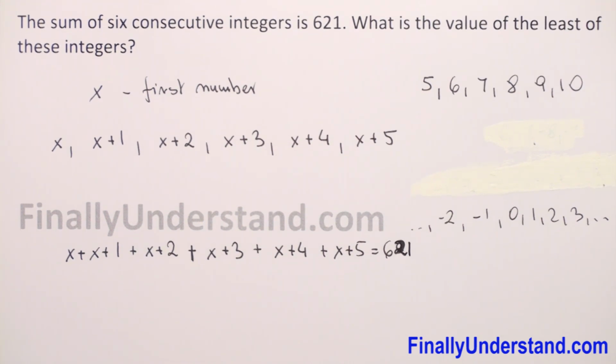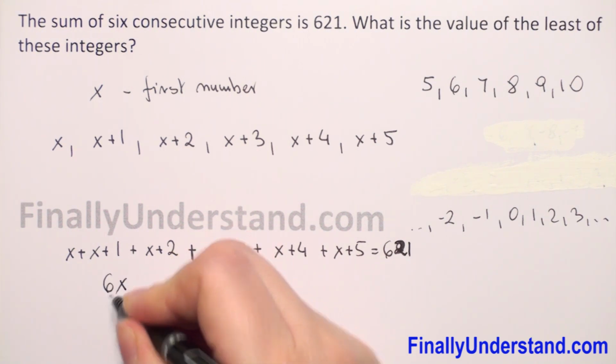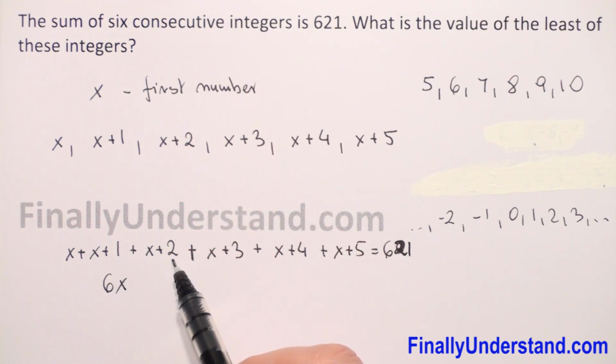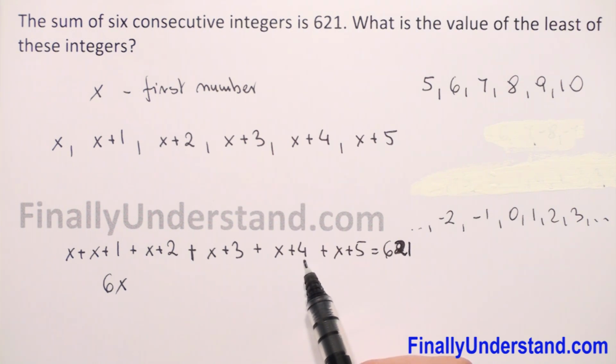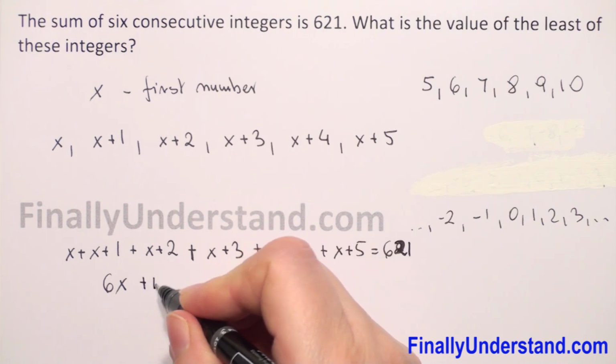So now we have an equation. We have only one unknown, so we can solve this equation. How many x's do we have? 1, 2, 3, 4, 5, 6 x's. So we can combine the like terms. We have 6x, and what else do we have? 1 plus 2 is 3, plus 3 is 6, plus 4 is 10, plus 5 is 15. So we have plus 15.